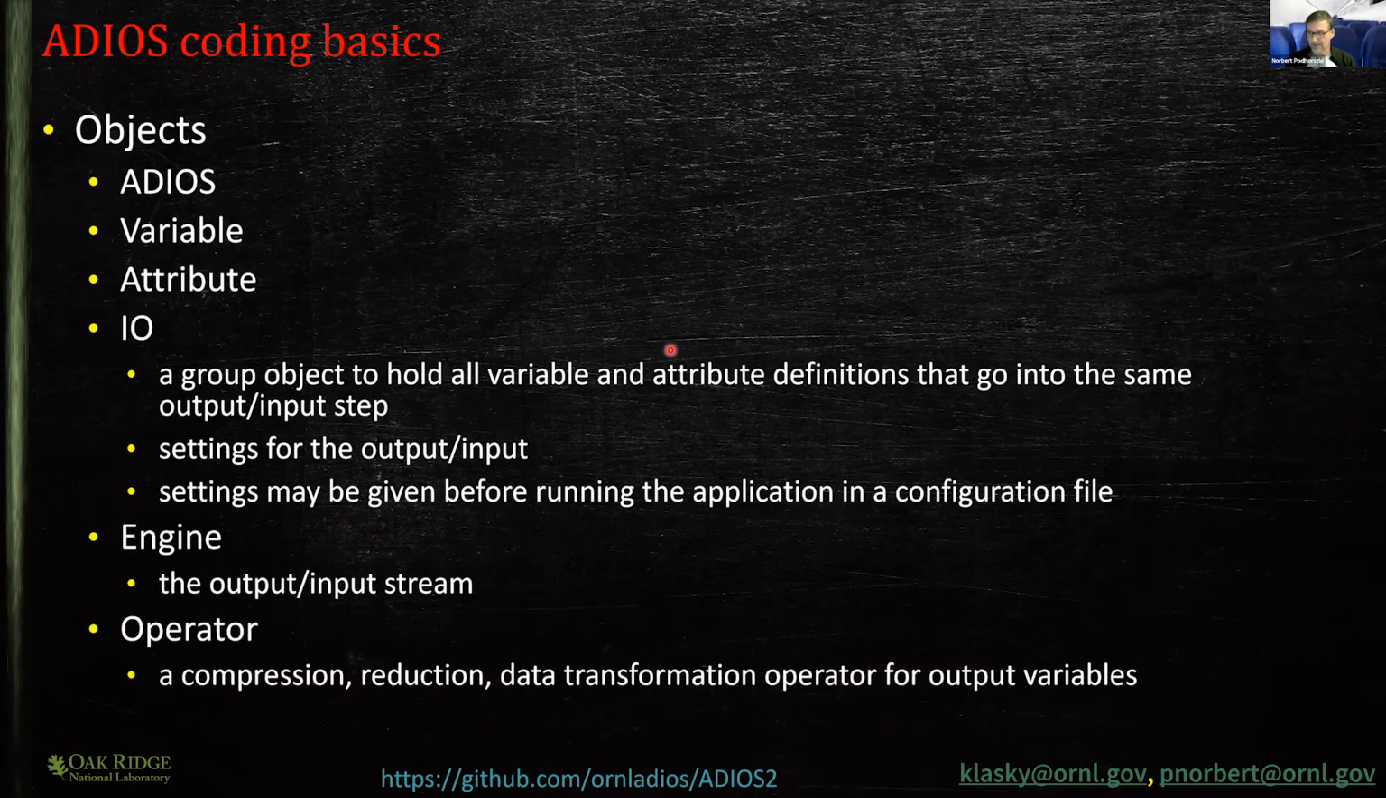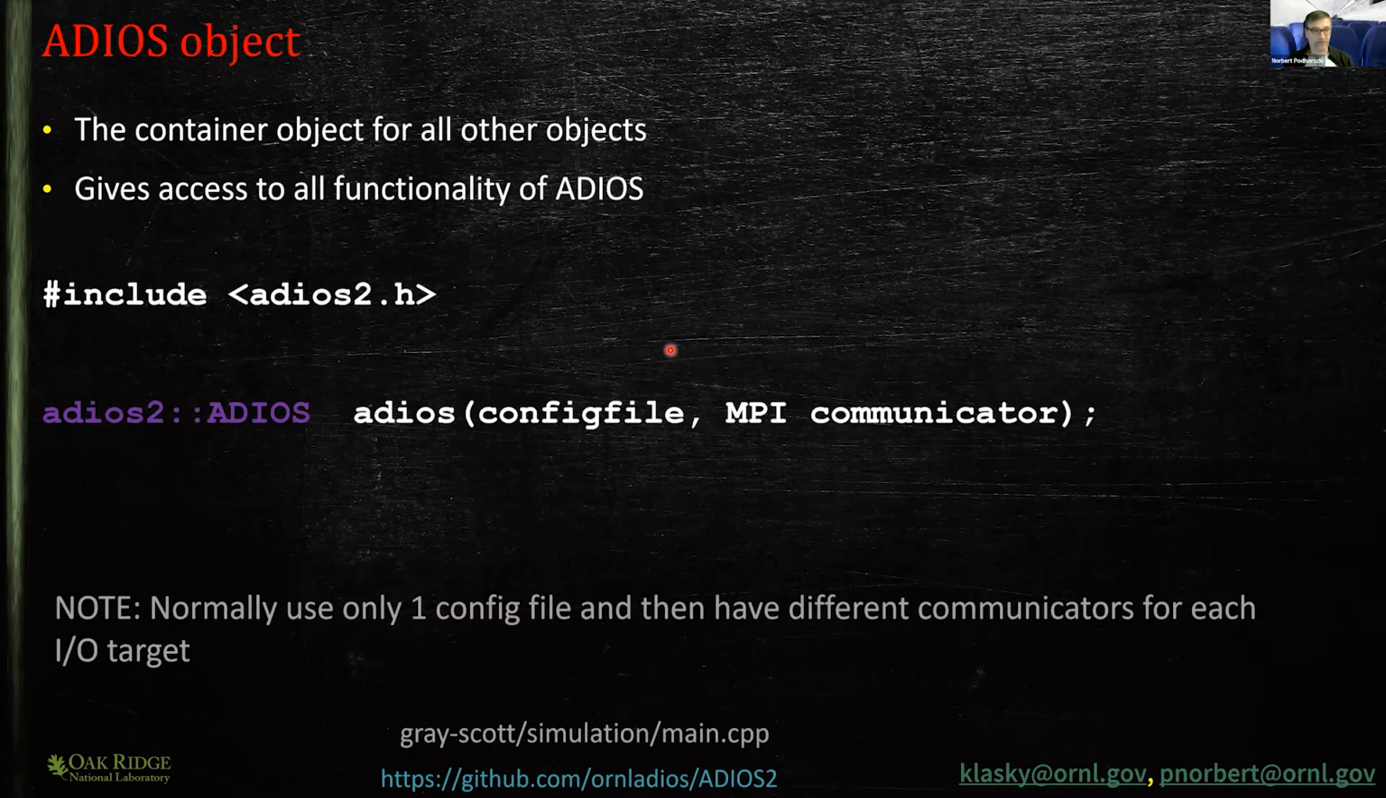And then there are operators that work on the data while it's being put into the output stream, like all the compression works as an operator object. Okay, so in source code, you just include the ADIOS header file, and then you create an ADIOS object.